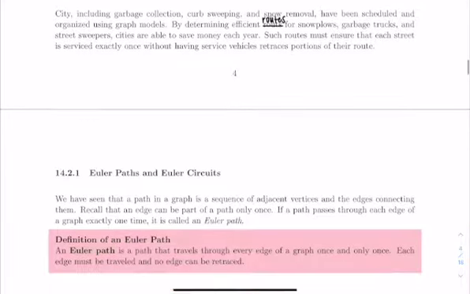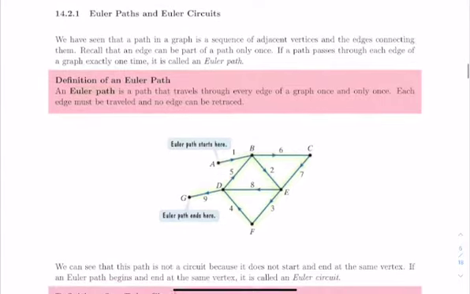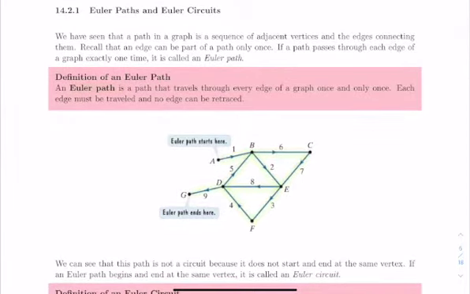We have seen that a path in a graph is a sequence of adjacent vertices and the edges connecting them. Recall that an edge can be part of a path only once. If a path passes through each edge of a graph exactly one time, it is called an Euler path. An Euler path is a path that travels through every edge of a graph once and only once. Each edge must be traveled and no edge can be retraced.